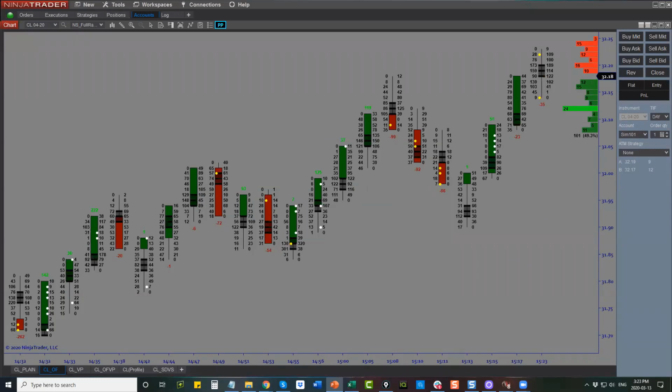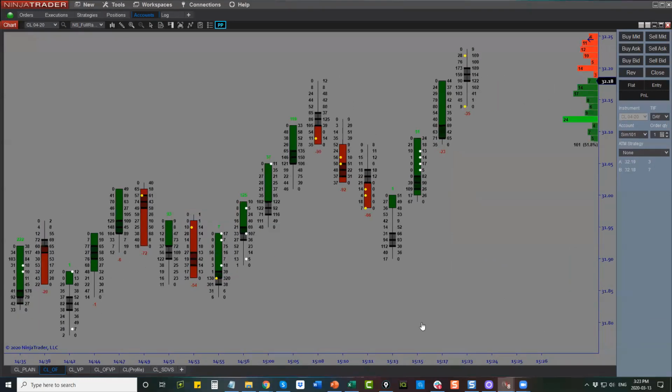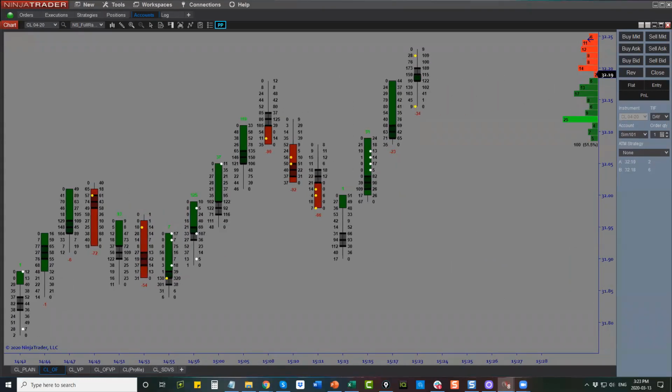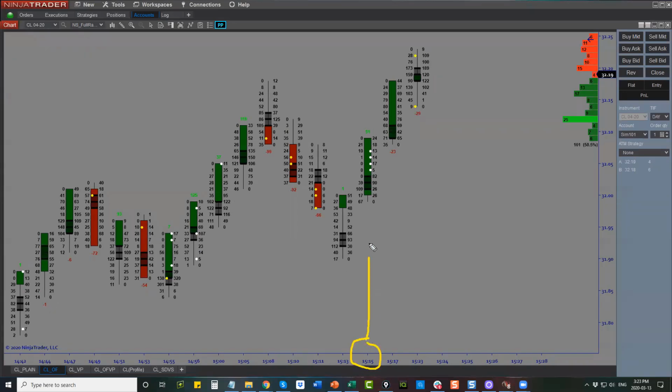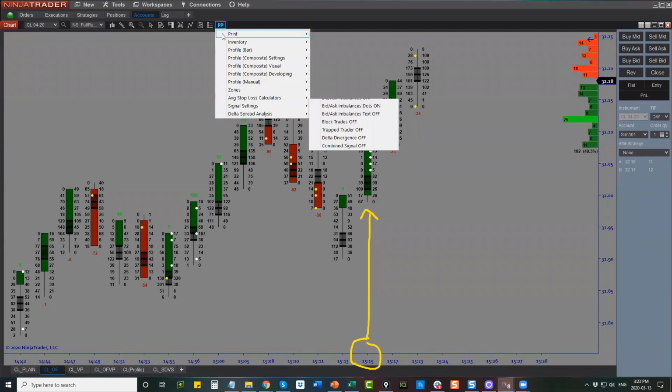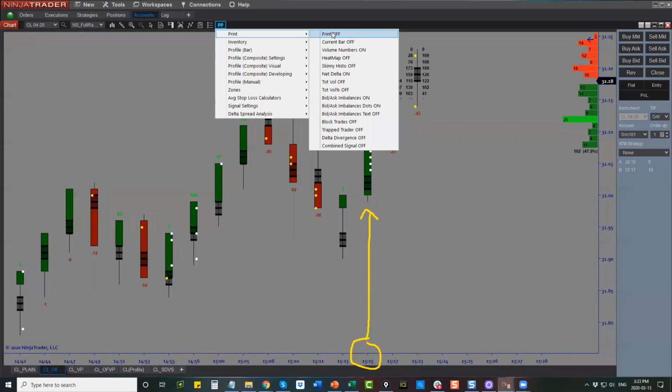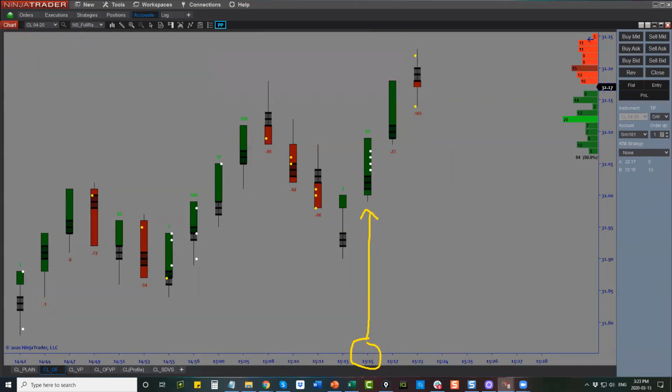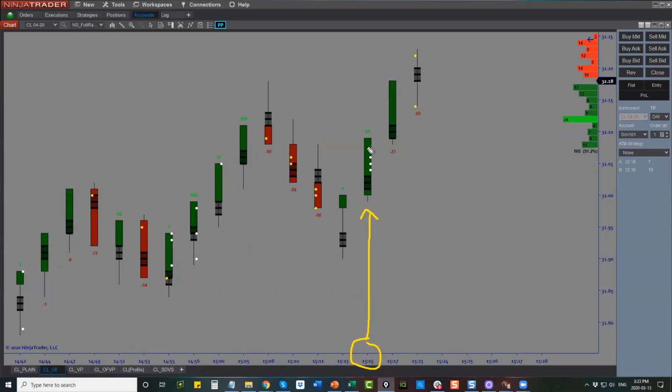Now, I want to go in and talk about that for a second. Okay. Let's just take the most recent example. I can show you right now that they're on this last bar down here. I can tell you right now, without even looking at numbers, I'm going to turn the print off. Perfect. Just based off of these white dots, there's a lot of aggression coming in at the buy side of the market by bigger traders.